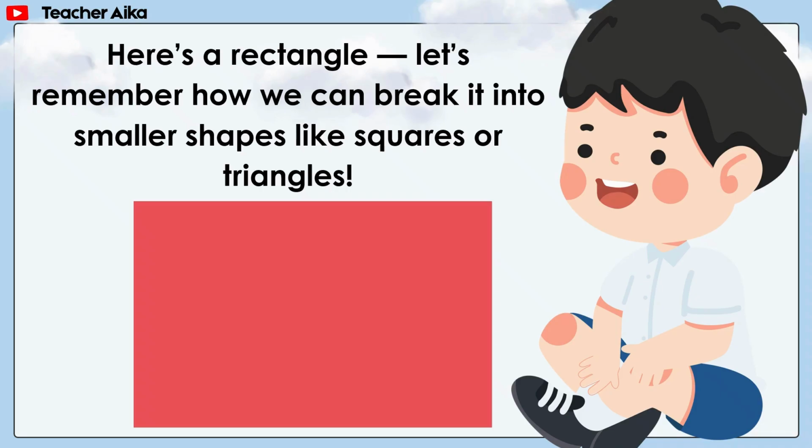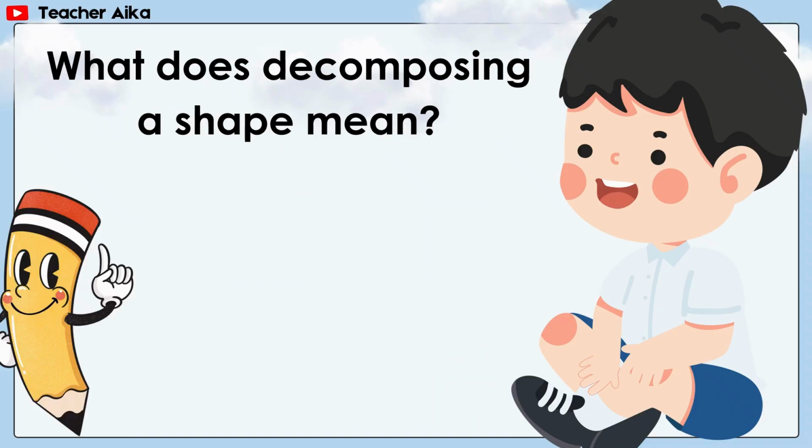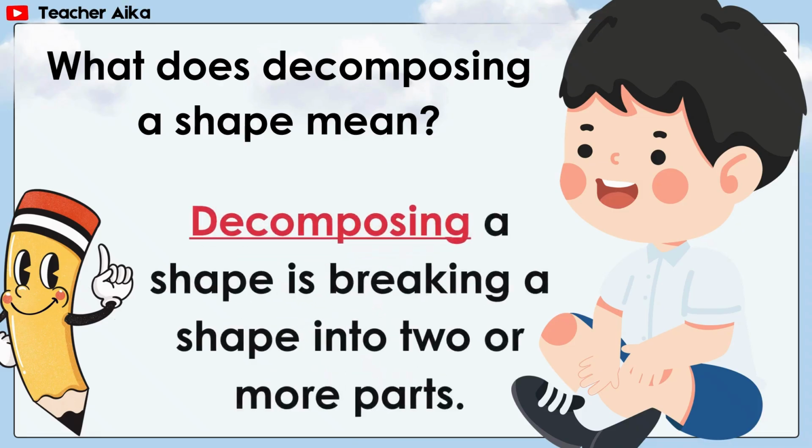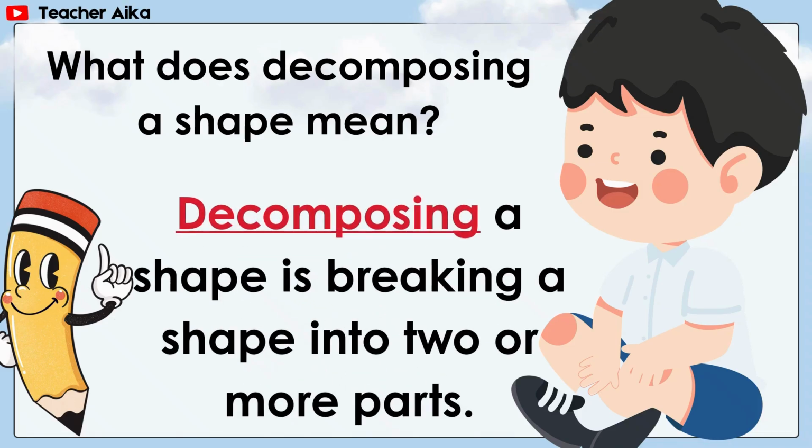Here's a rectangle. Let's remember how we can break it into smaller shapes like squares or triangles. What does decomposing a shape mean? Decomposing a shape is breaking a shape into two or more parts.